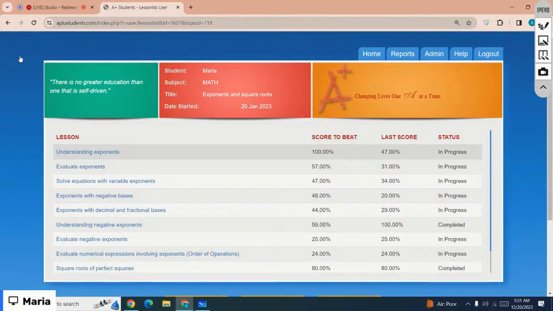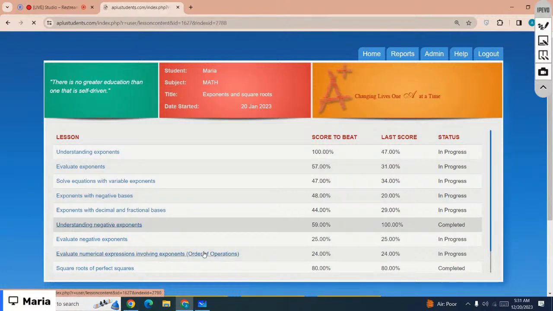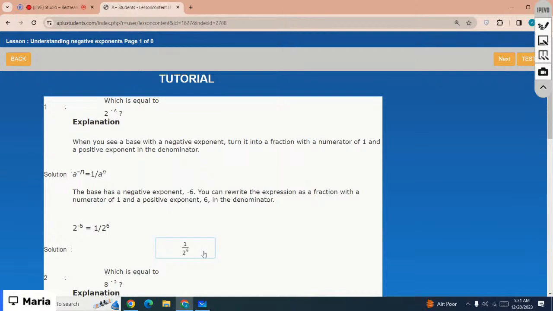understanding negative exponents, right? Let's just start with the lesson that is understanding negative exponents, which is equal to 2 exponent negative 6. Basically, we're going to learn how do we evaluate the negative exponents, right? Okay, when you see a base with a negative exponent, turn into a fraction with a numerator of 1 and a positive exponent in the denominator.